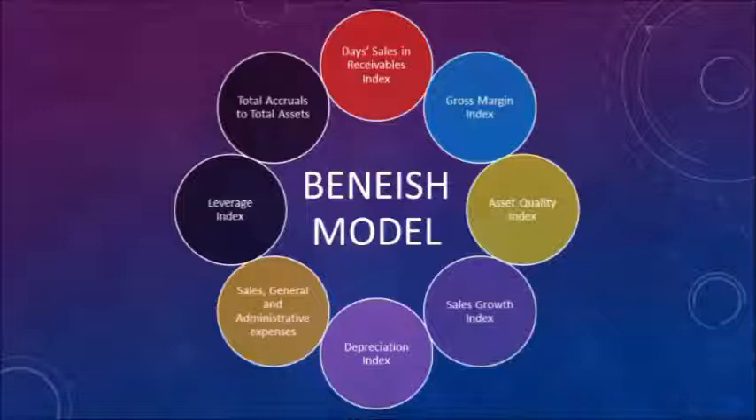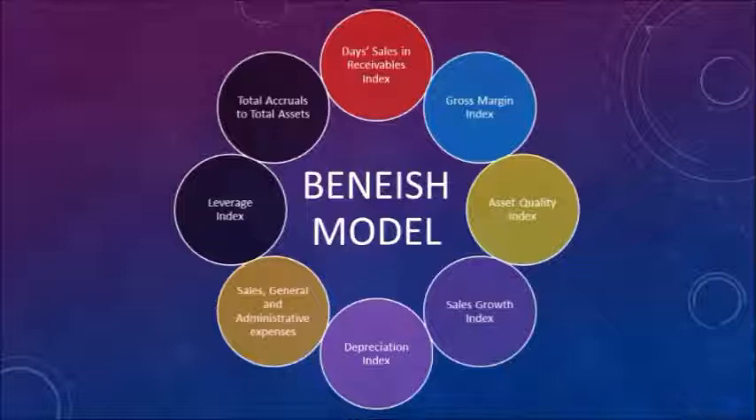Next is Sales, General and Administrative Expenses Index. This is measured as the ratio of Sales, General and Administrative Expenses to the prior year. Next is Leverage Index. This measures the ratio of total debt to total assets versus the prior year. It is intended to capture debt covenant incentive for earnings manipulation.